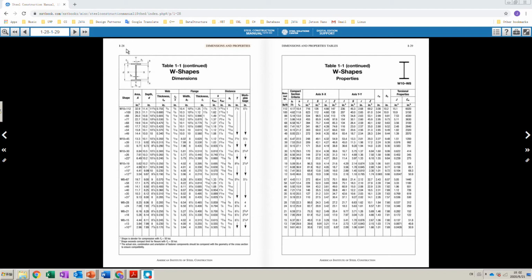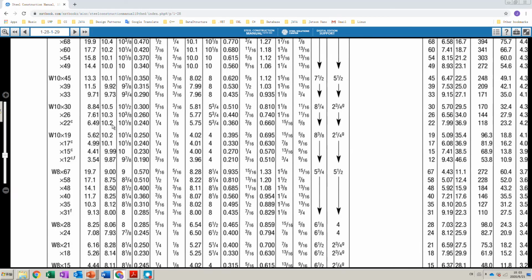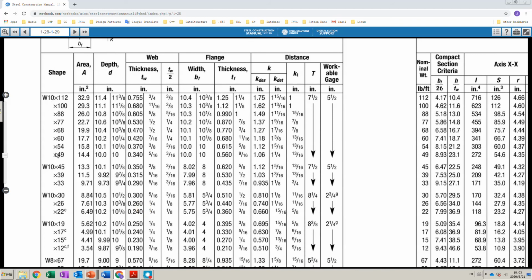Okay, so to prove that, you find page 1-20A and find the shape W10x33, no superscript, right? So it's a non-slender shape. If you look at this one, W10x22, it is a slender shape, so local buckling may control, so you have to check local buckling. You have to check phi Pn based on local buckling. So it's just going to take more steps to get your phi Pn.